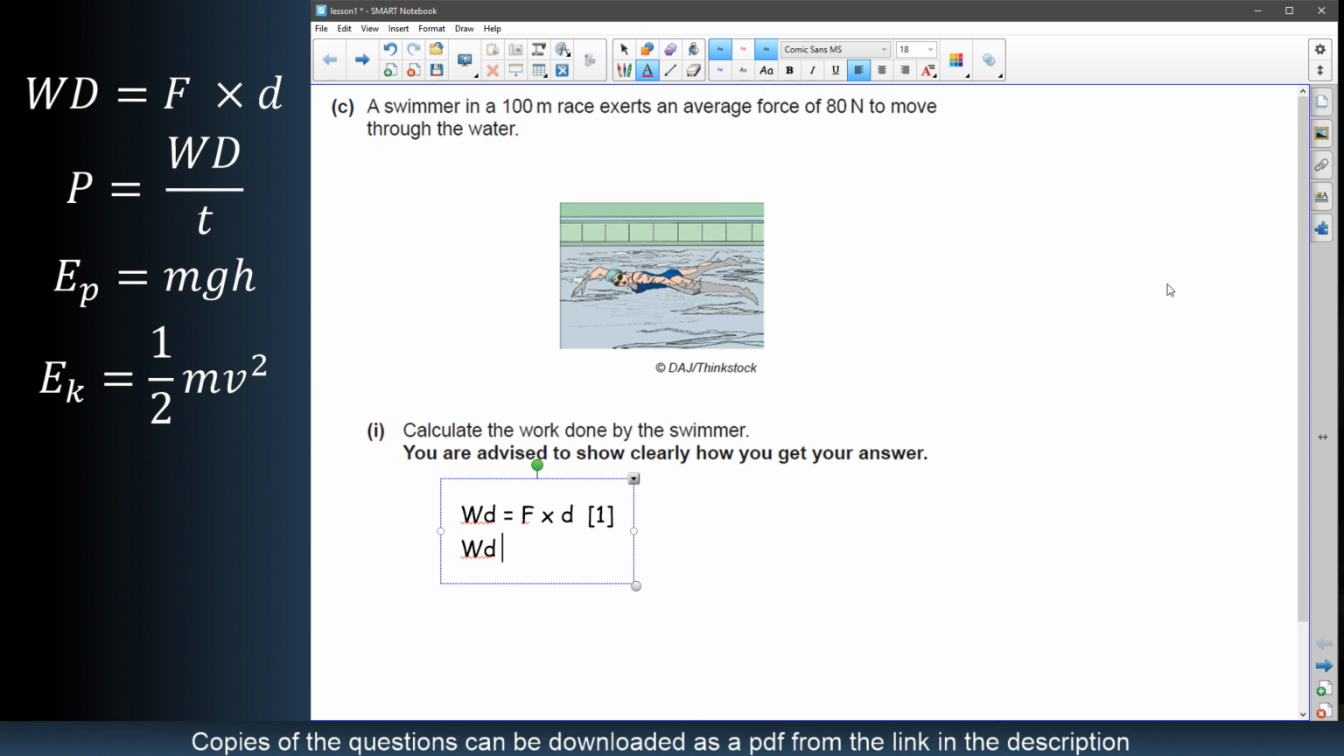Then it's work done equals, is there a force up here? Yeah, there is, 80 newtons up at the top. So 80 newtons is my force, multiplied by the distance moved, which is 100 meters. That's 1 mark. So the work done finally is equal to 80 times 100, so that's 8,000. And it's a work done, so therefore it's an energy, and that's joules. And that's worth your 3rd mark.